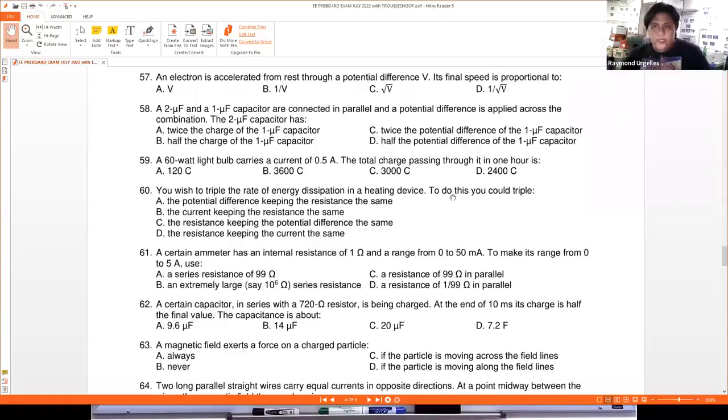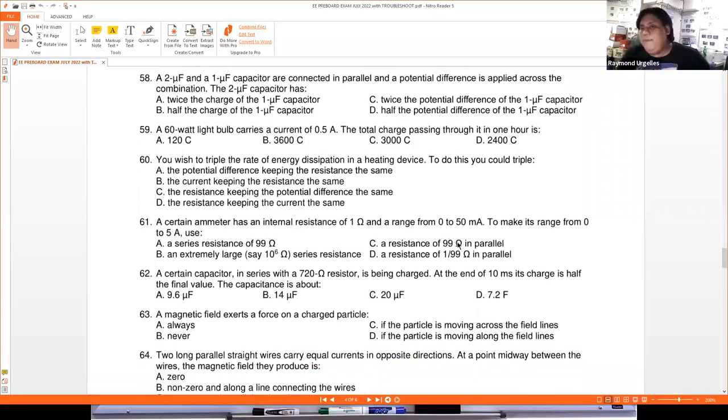Okay, so let's continue. So next, number 58. Okay. So number 58, so meron tayong parallel capacitor, isang 2 micro, isang 1 micro. So hinahanap yung relation between the charge or the potential difference, di ba? So now note that since they are connected in parallel, so alam natin pareho sila ng potential difference. Kaya alam natin, so charge yung sagot dito. So either yung letter A or letter B. So check natin kung ano yung mangyayari dun sa charge.